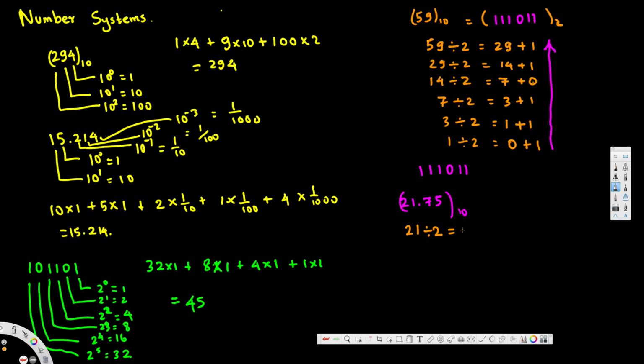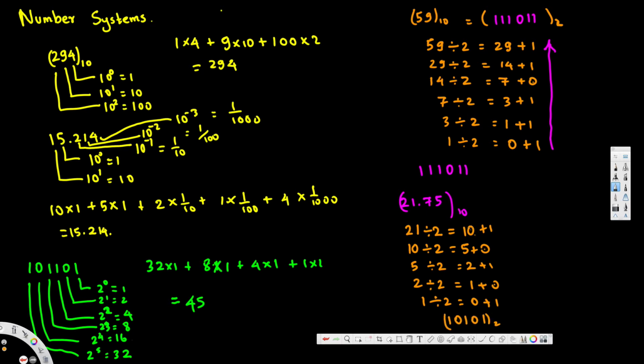If you divide this one by 2, you will get 10 and the remainder is 1, and 10 divided by 2, you will get 5 and the remainder is 0. 5 divided by 2, you will get 2 and the remainder is 1, and 2 divided by 2, you will get 1 and the remainder is 0, and 1 divided by 2, you will get 0 and the remainder is 1. So this is going to be just 1 0 1 0 1, and the base is 2.